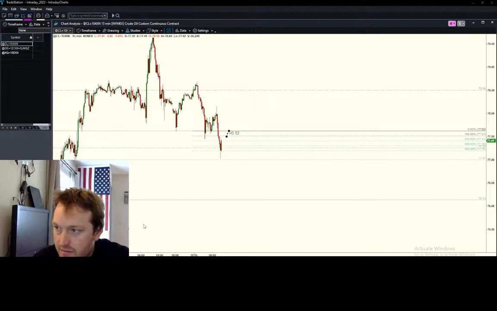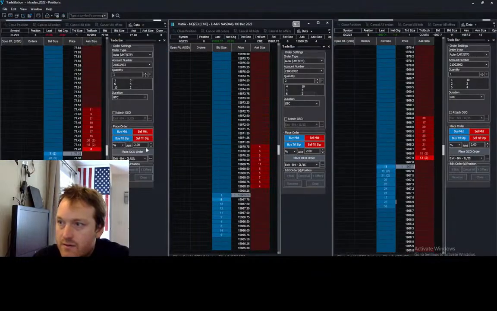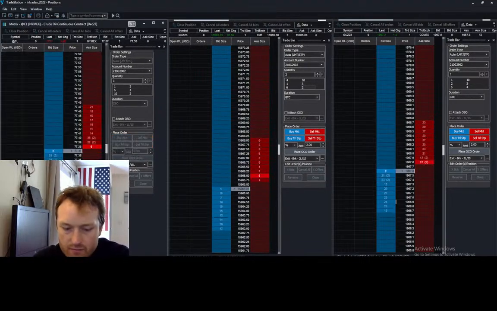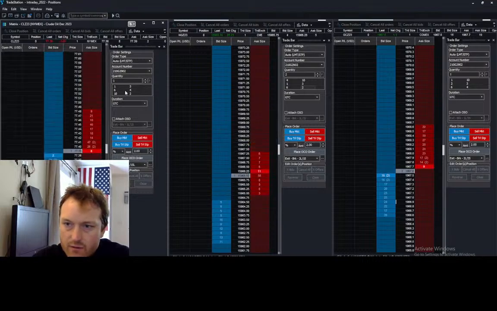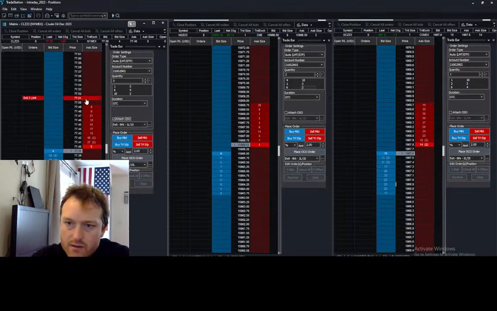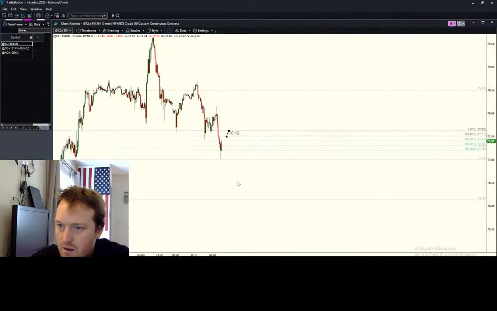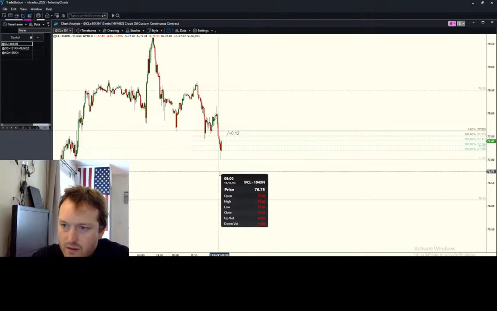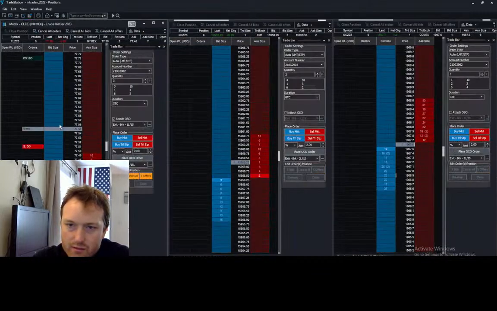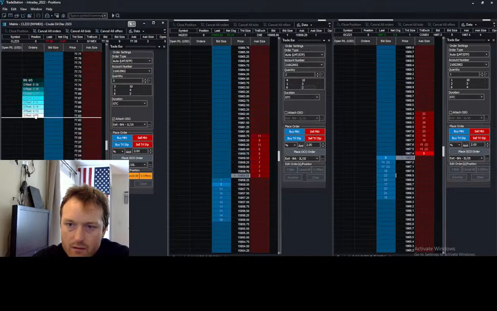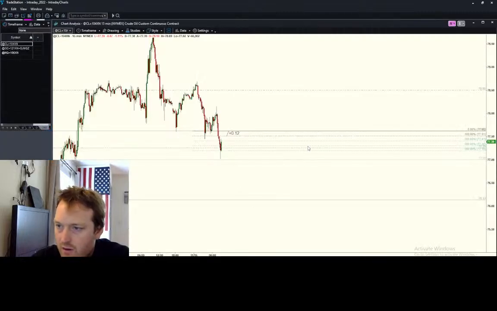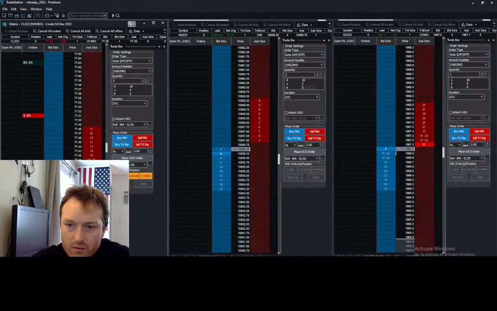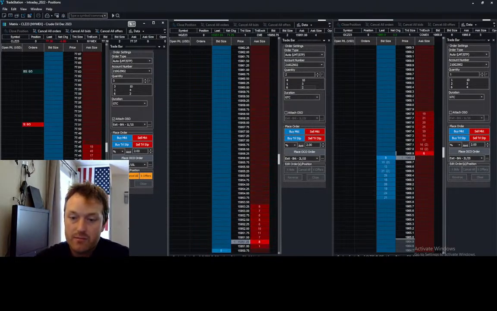I'd go 3 contracts at 77.51. I repeat, 77.51. 3 contracts. There you go. My stop loss would be at this high, 77.62. And my target would be a 1-to-1, 77.40, where it is now. That would be a trade.